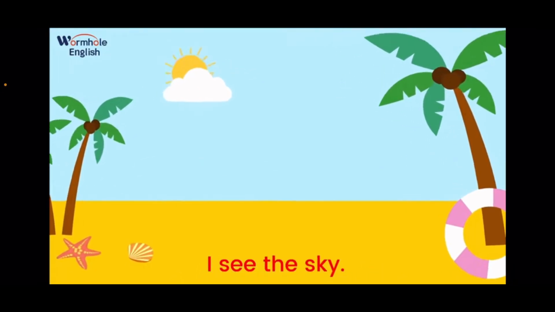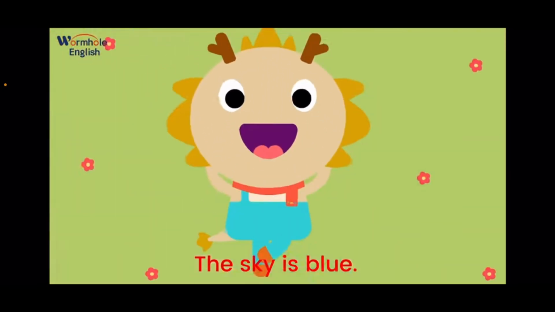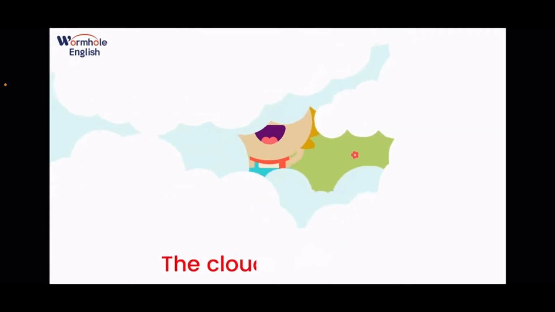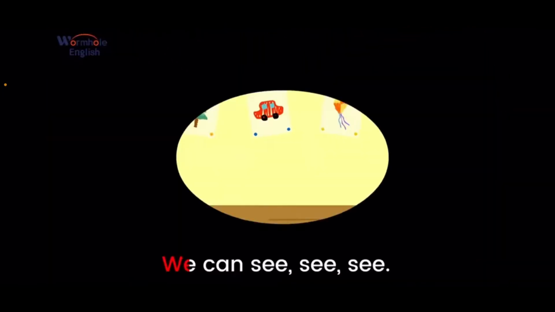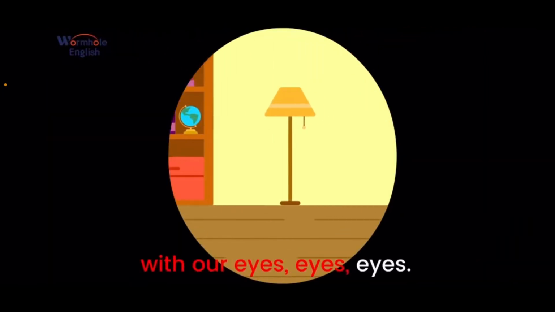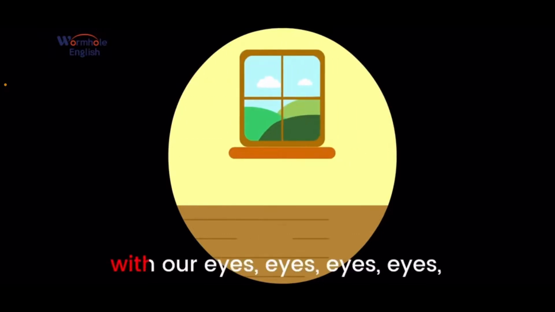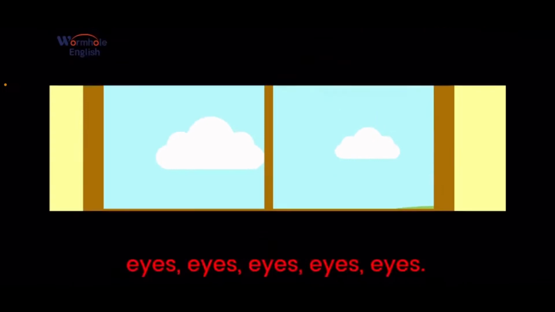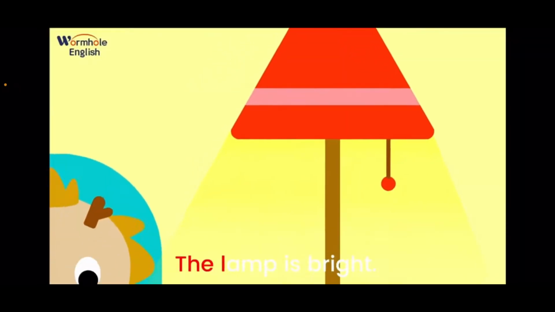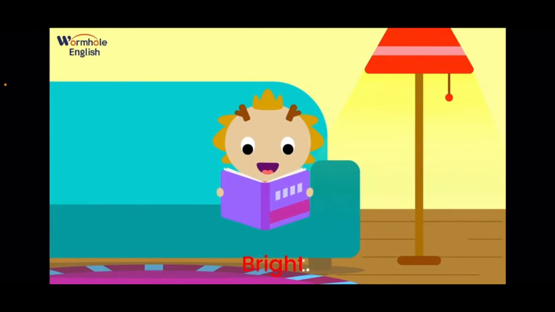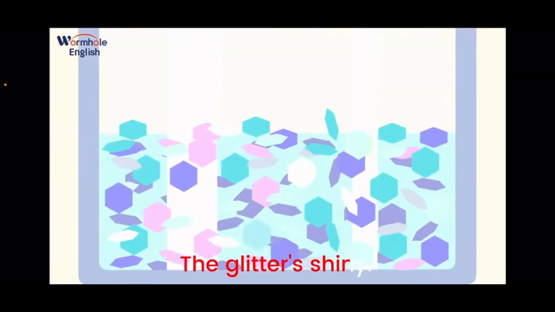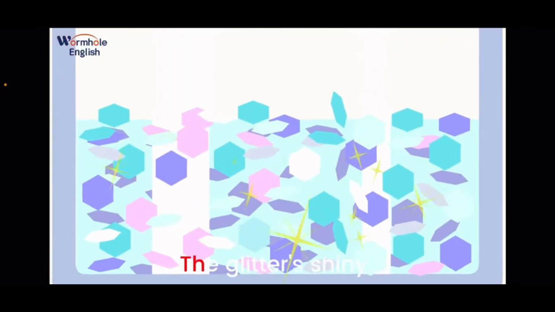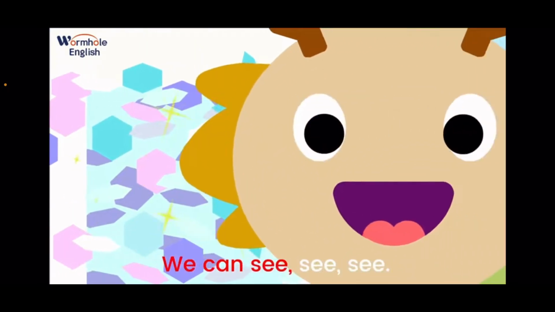I see the sky. The sky is blue. Blue. The sky is blue. I see the clouds. The clouds are white. White. The clouds are white. We can see with our eyes. I see a lamp. The lamp is bright. Bright. I see some glitter. The glitter is shiny. Shiny. We can see.